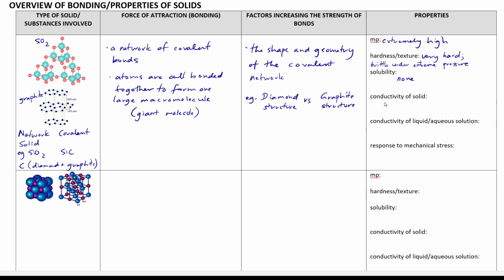Conductivity of a solid. Remember that for conductivity, you need to have moving charged particles. That is the basic requirement for conductivity. In none of these cases, in graphite, in silicon and in diamonds, do you have any sort of conductivity. So you have poor conductivity.